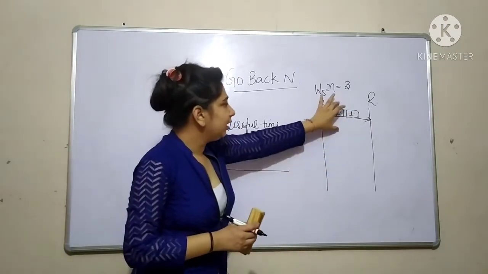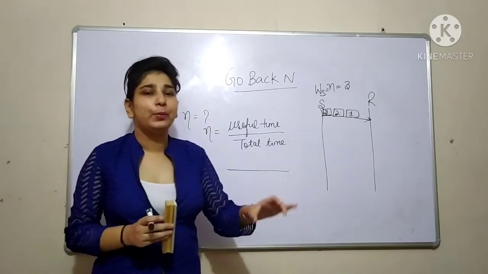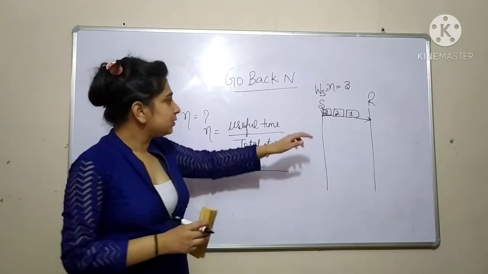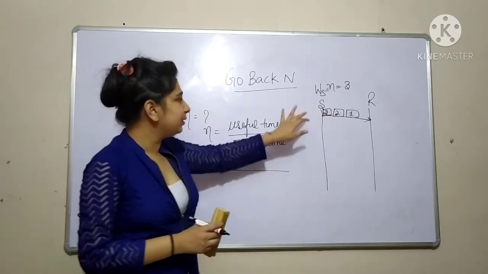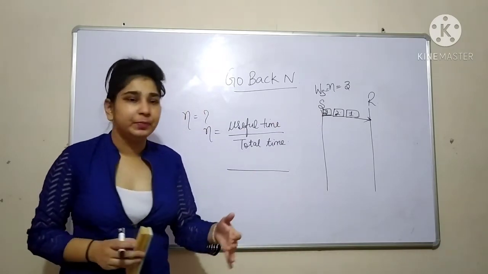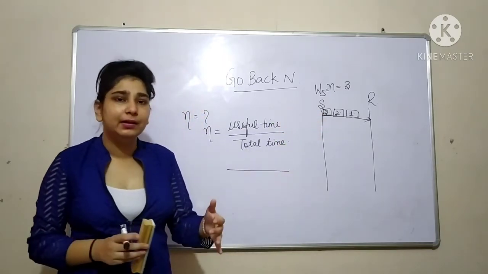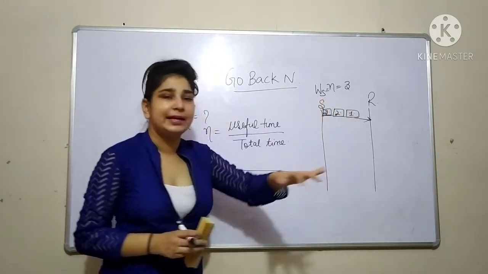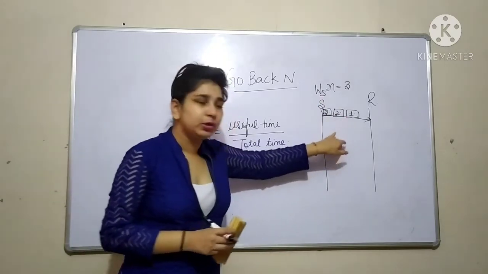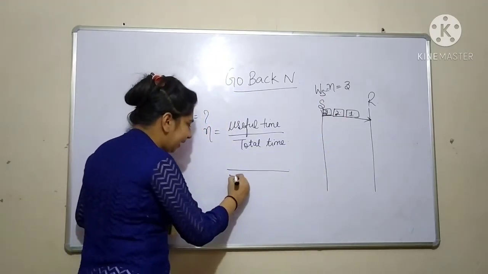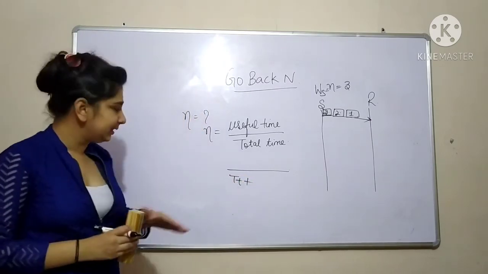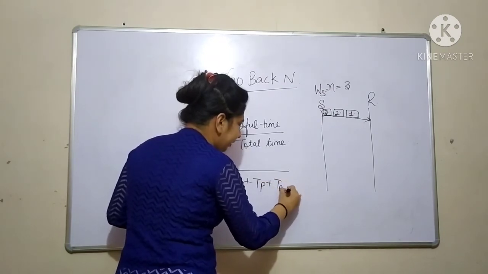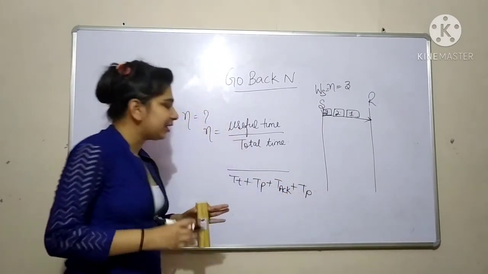In the meanwhile, when your message propagates and you get the acknowledgement back, you are sending some more packets so that you could utilize the time of the sender better. So that is actually your total time. It is the time of sending only one packet. So what is the total time? Transmission time TT plus TP plus time of acknowledgement plus TP. So this is actually the total time.